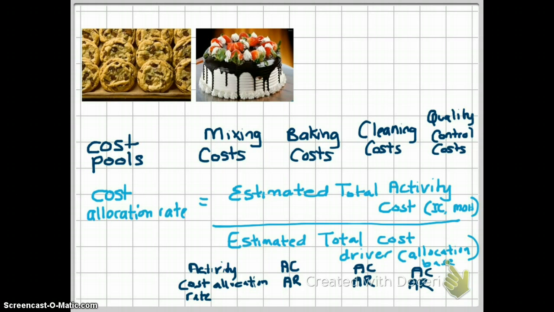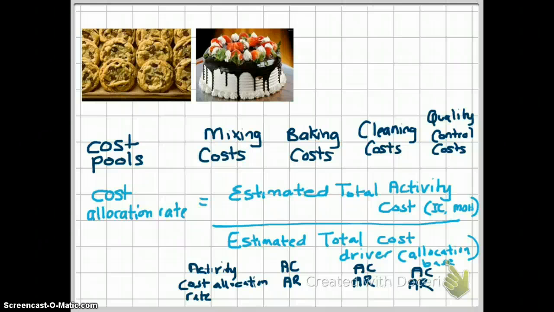Remember, just like our simple allocation rate and our departmental allocation rate, these rates are calculated at the end of, let's say, the current year, and you're going to use this cost allocation rate to allocate overhead for all of the following year. So you're going to calculate this rate once at the end of this year. This would be the rate that we use for all of next year.